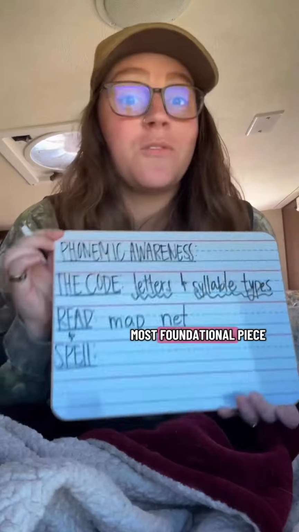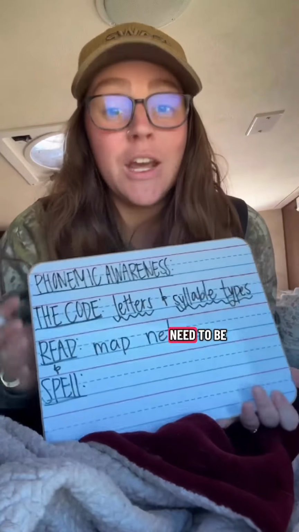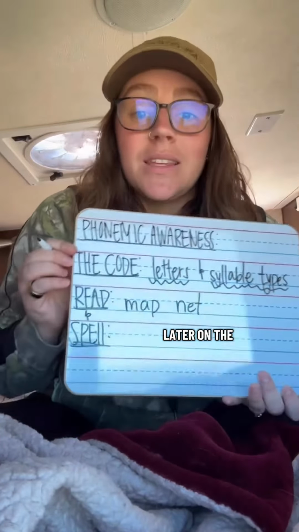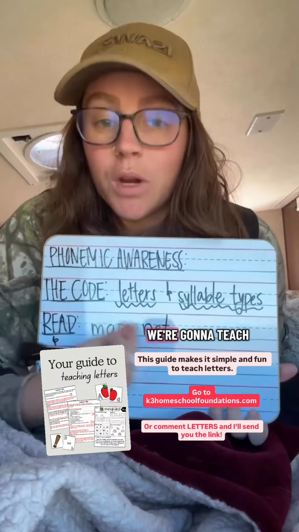Can you tell me the sounds? And they would say "app." That is the very first, most foundational piece that your child is going to need to be able to do this later on. The second thing they need is the code. We're going to teach them letters, and then you'll move on to syllable types.